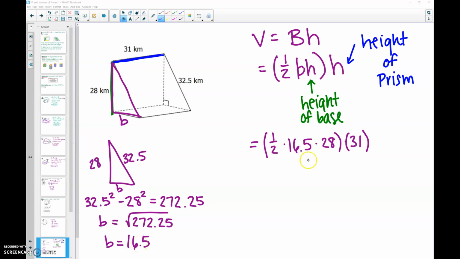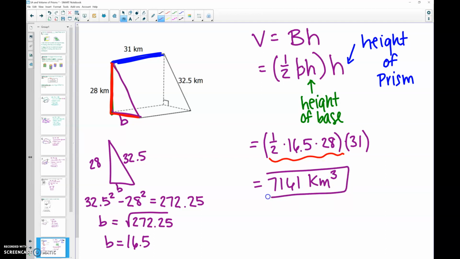I brought that over here to my volume formula, and everything written here first, this is the area of just my triangle. So 1/2 times the base of the triangle, 16.5, times the height of the triangle, which is 28. All of that gets multiplied by the 31 because that's the height of the prism. When we simplify everything multiplied out, I get about 7,161 kilometers cubed.